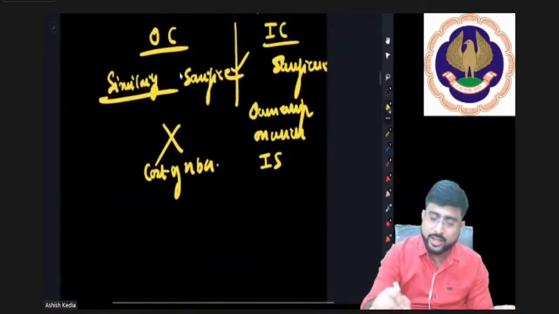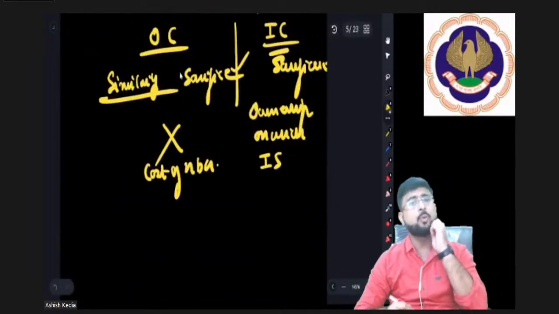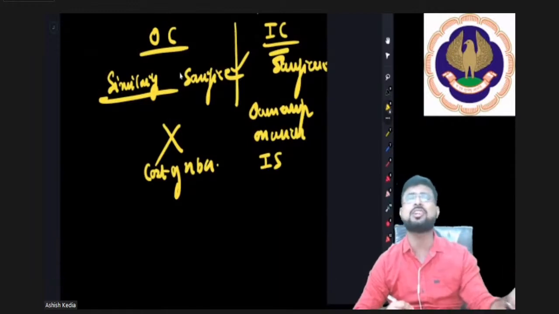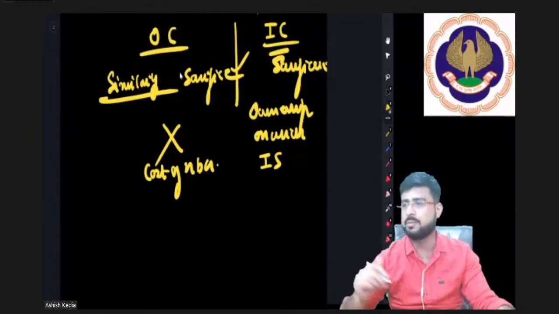Implicit cost requires ownership of some asset. Opportunity cost doesn't require any kind of ownership as such. My dear friends, is it crystal clear? Come on, everybody.